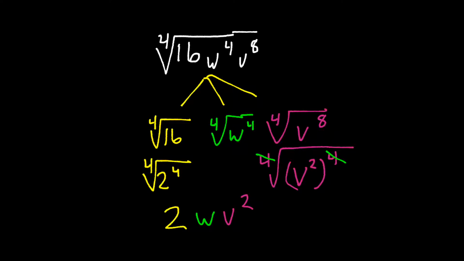So the fourth root of 16 times w to the 4th times v to the 8th is this, which is kind of nice. It is 2wv squared. That would be our final answer for this problem.